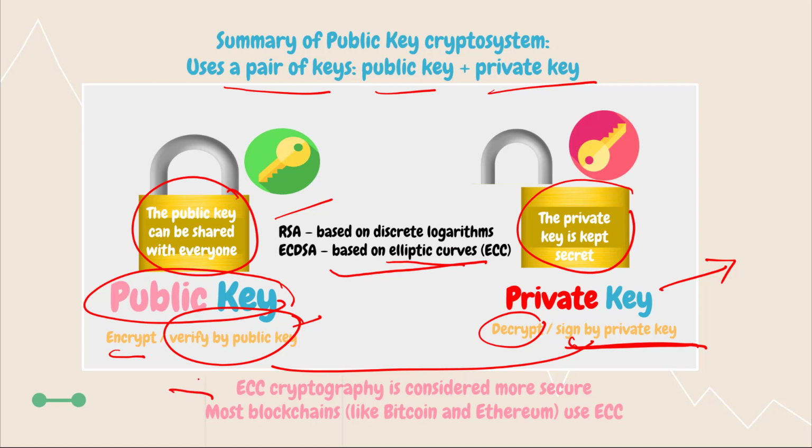The elliptic curve crypto system is considered the most secure, followed by RSA, and most blockchains, especially Bitcoin and Ethereum, use ECC as their public key crypto system, especially for the digital signature algorithm.